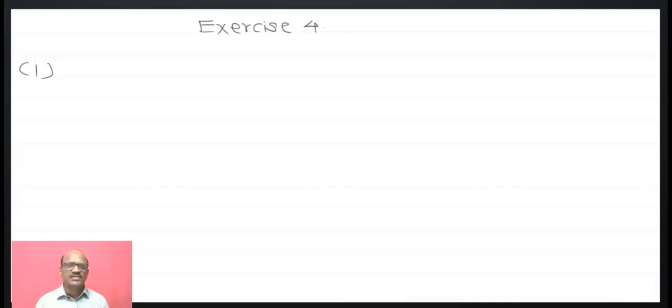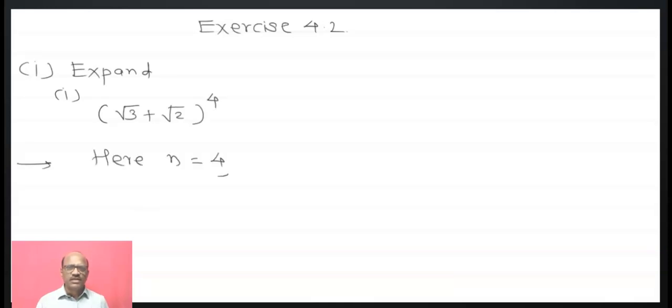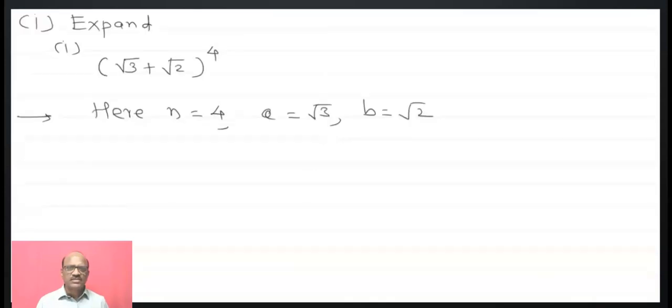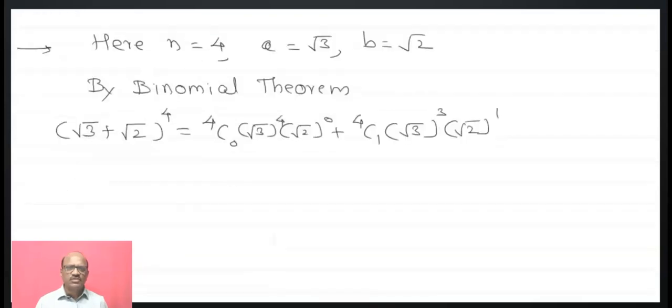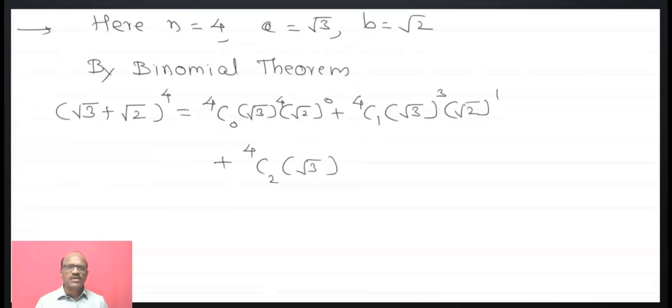Now we'll start the exercise 4.2. See the first example: (root 3 plus root 2) raised to 4. Here n is equal to 4, a is equal to root 3, b is equal to root 2. And now by binomial theorem, that is 4C0 root 3 raised to 4 into root 2 raised to 0 plus 4C1.